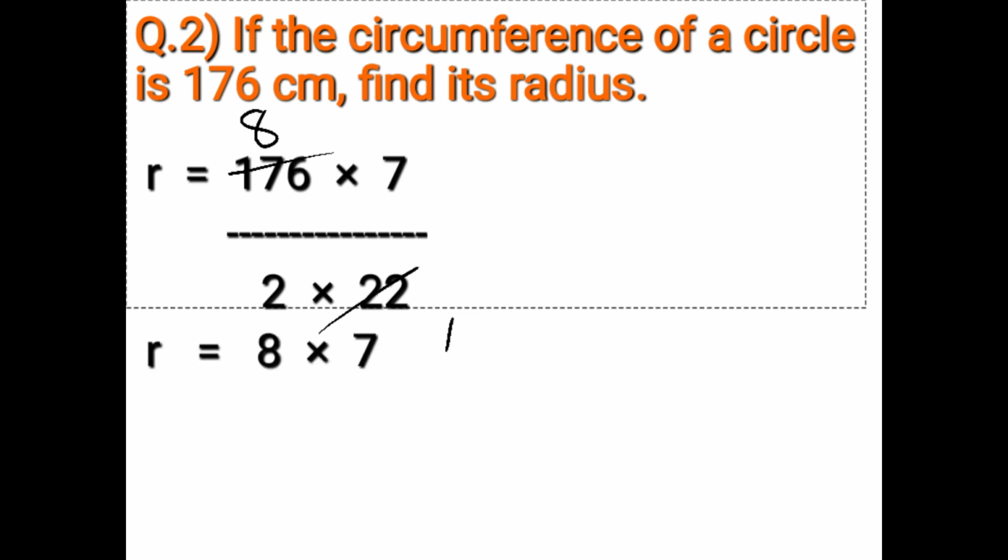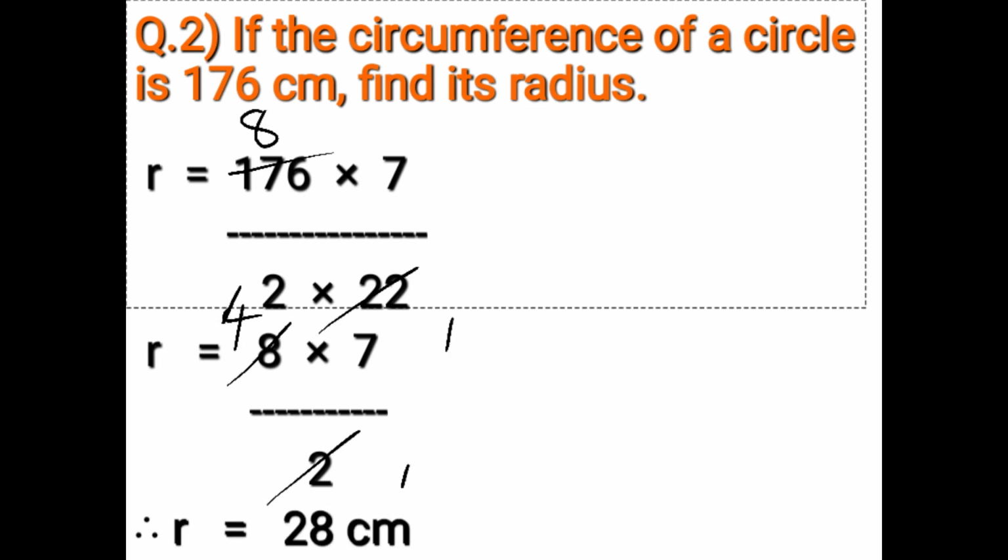Radius is equal to 8 into 7 upon 2. The 2 and 8 table is going. 2 fours are 8. Okay. Now 4 into 7 you have to multiply. How much is it? 4 sevens are 28. Therefore the radius is equal to 28 centimeter.